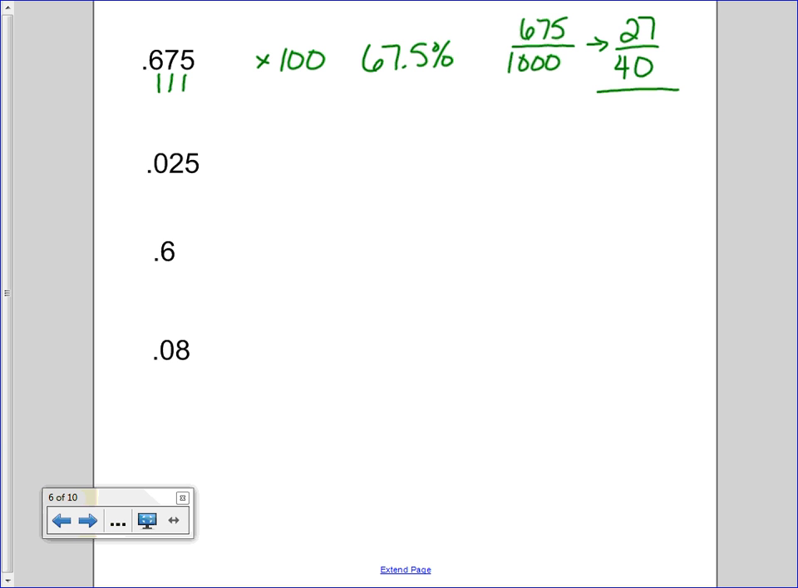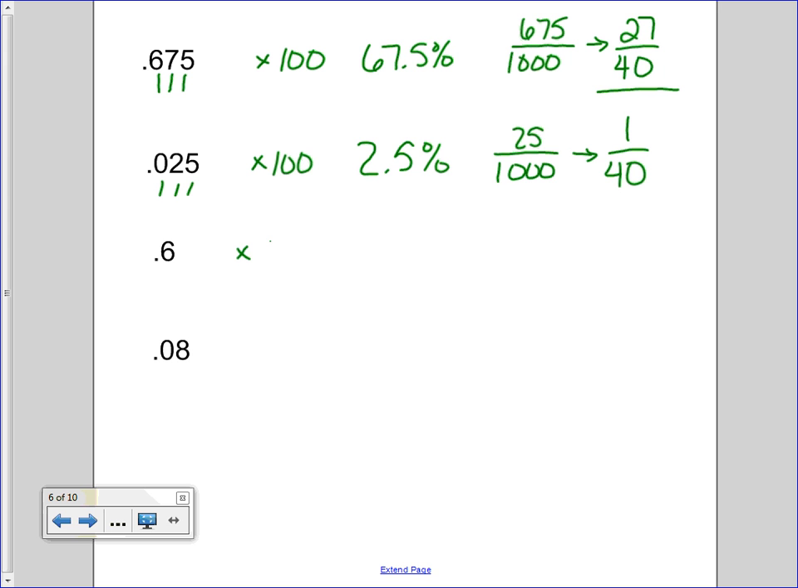Let's try the next one, 25 thousandths. We're going to multiply it by 100 first to get our percent, which gives us 2.5%. We would put our number, which we'll use just 25, over tenths, hundredths, thousandths. We're going to simplify it down to 1/40, and there's our fraction.